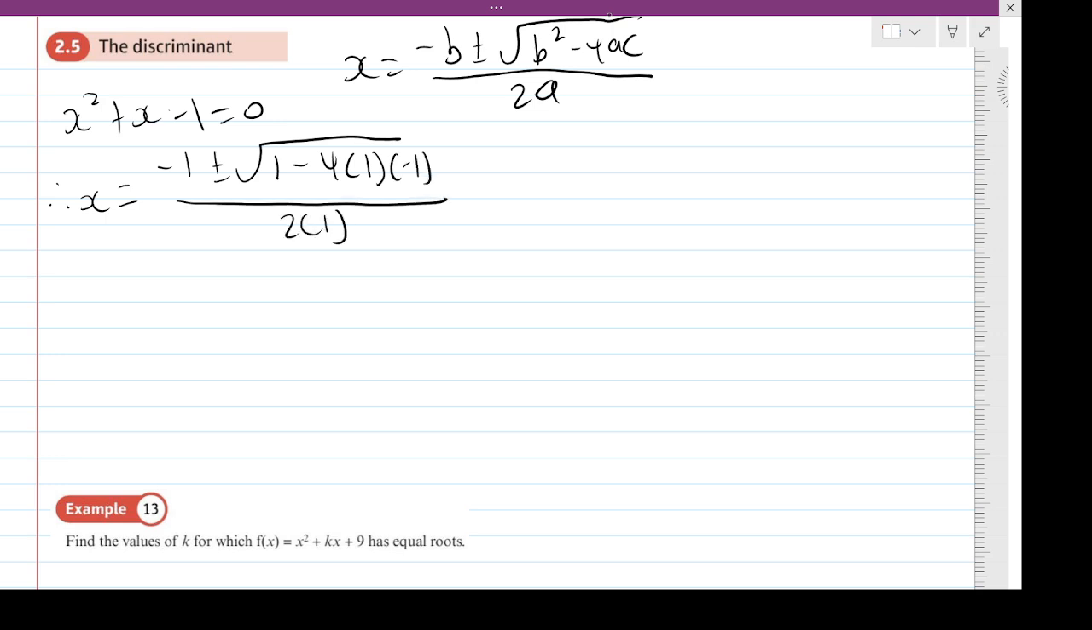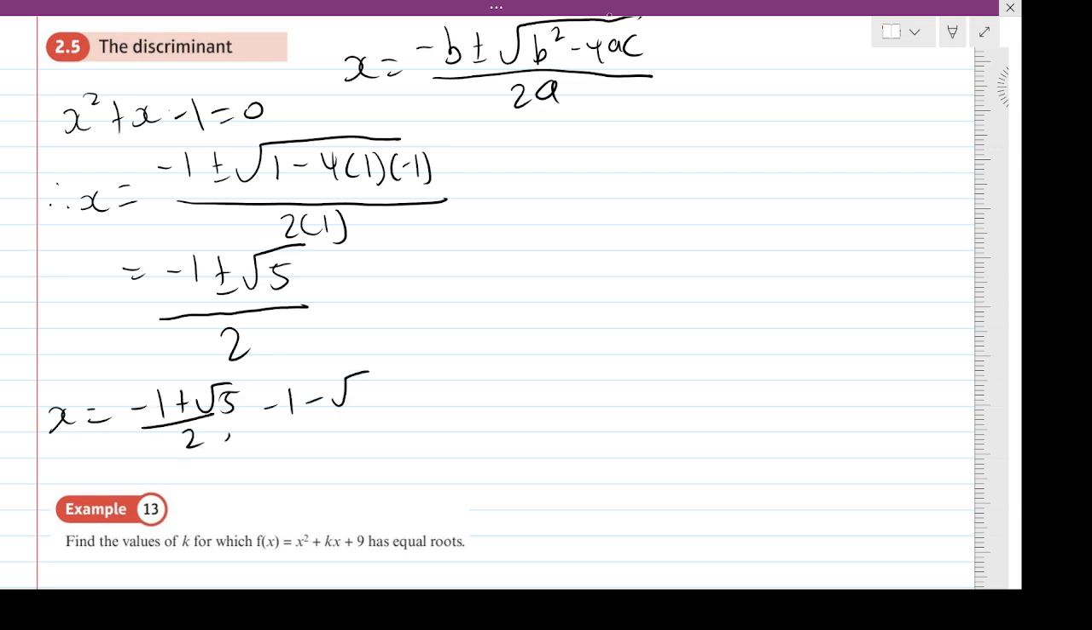So 1's everywhere, but then we can simplify it to minus 1 plus or minus root. Then we work inside the root: 1 minus 4 times 1 times minus 1, that's 1 add 4. So that'd be minus 1 plus or minus root 5 over 2. Cool. And then we'd expect two solutions, so x would be minus 1 plus root 5 over 2, and minus 1 minus root 5 over 2. So that plus or minus is giving us the two solutions. Nothing strange there.